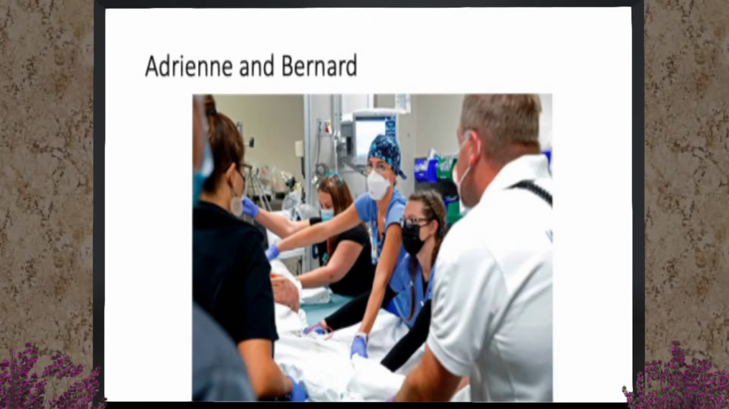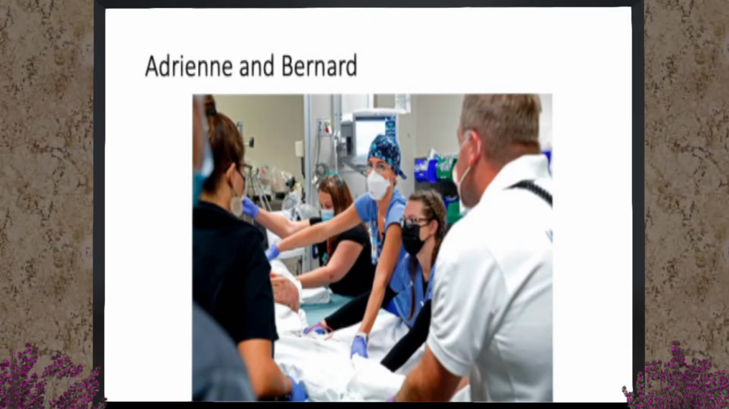The other patient is Bernard. He's 35 years old. He's been healthy up until now, and he apparently contracted COVID while he was traveling abroad. Unfortunately, the hospital only has one remaining respirator. Which of these two patients should get it, and why?